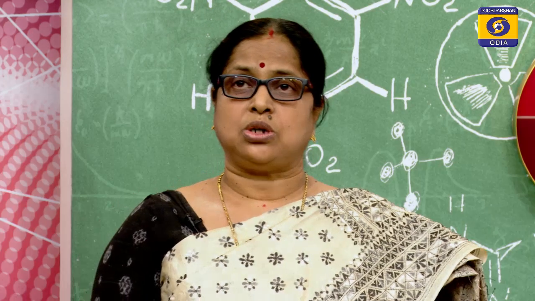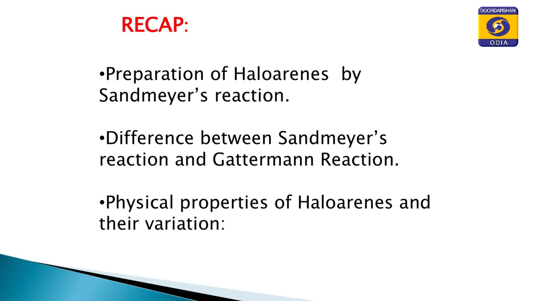Now let us recall the things that we have discussed: the preparation of chloro and bromobenzenes from benzene; that preparation of fluorobenzene by direct halogenation is not possible; why we use oxidizing agents like nitric acid or hydriodic acid for the preparation of iodoarenes; and how we can prepare haloarenes by Sandmeyer's reaction. What is the basic difference between the Sandmeyer's reaction and the Gattermann reaction, and what is the variation of the physical properties of the haloarenes.